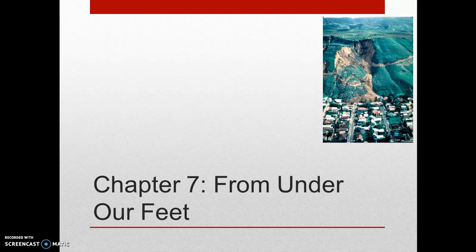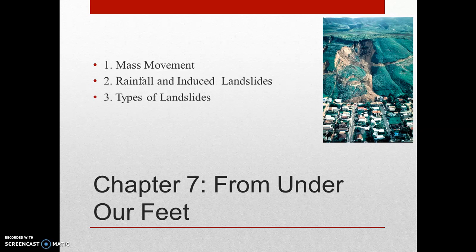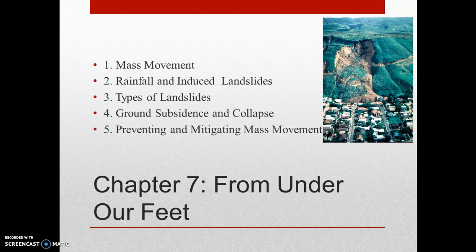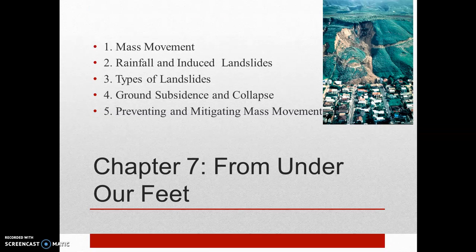The next chapter on this subject is, yes, it is obvious because as you can see in the picture, it shows landslides. It is From Under Our Feet, which will serve as our chapter 7. This chapter talks about mass movement, and also rainfall-induced landslides, and the types of landslides, and the ground subsidence and collapse, and lastly, preventing and mitigating mass movement.